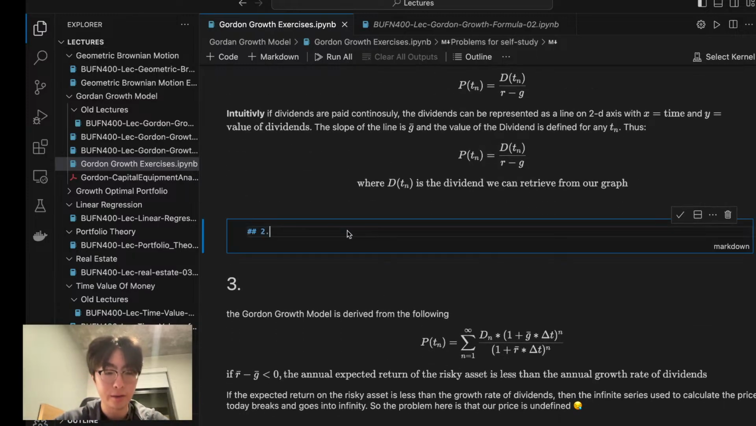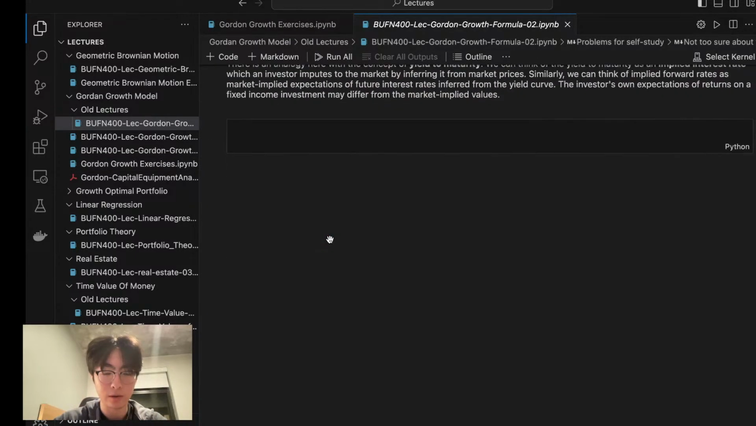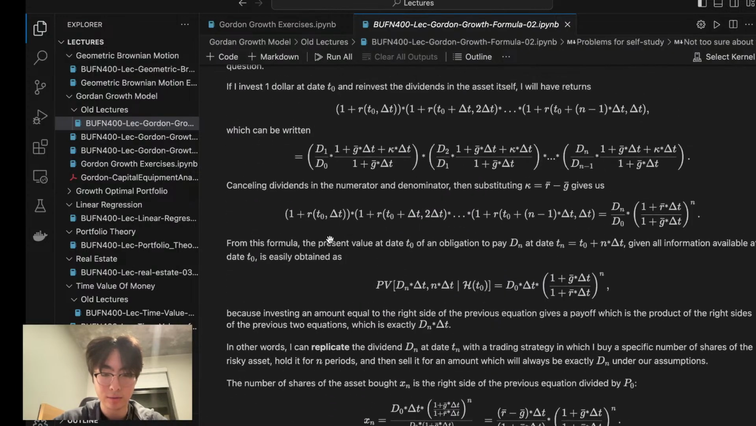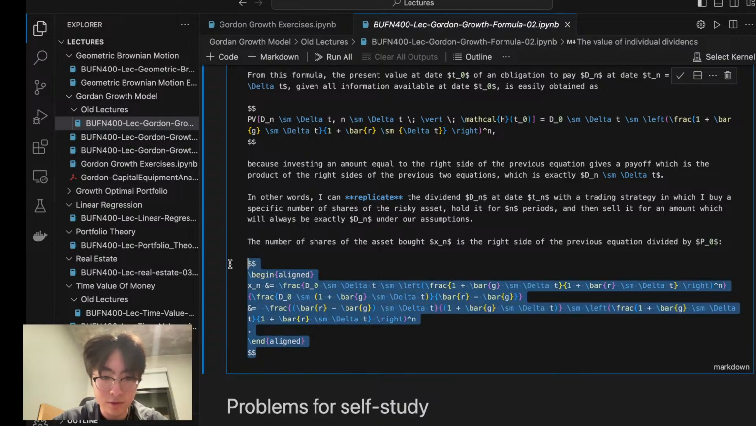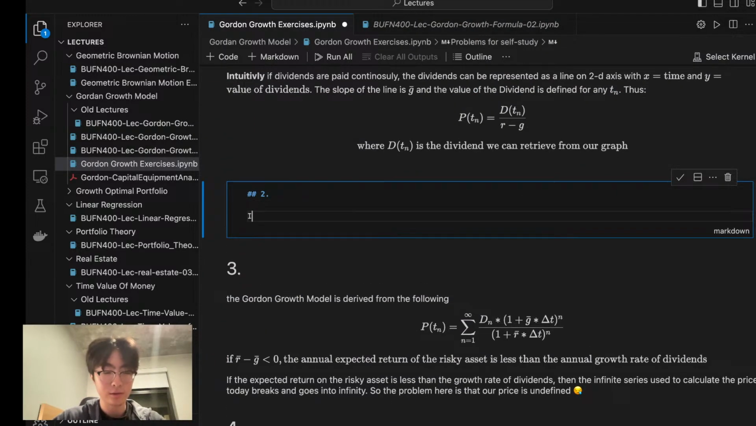Okay, so I think with this, there's actually a good formula here where P defines what the actual number of shares is. And I think this paints a pretty good picture of what's going on here. So let's see. P defined the number of shares of the asset bought. XN is the following.